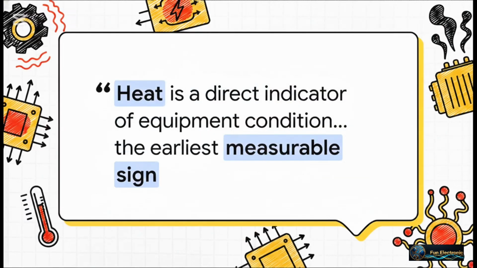The answer is heat. As our sources point out, heat is a direct indicator of equipment condition. It is literally the earliest measurable sign of mechanical friction, electrical overload, or insulation failure. Long before vibrations start physically shaking a machine apart or smoke visibly fills the air, abnormal heat acts just like a nervous system indicating pain. It tells us exactly where the stress is accumulating, giving us time to act.